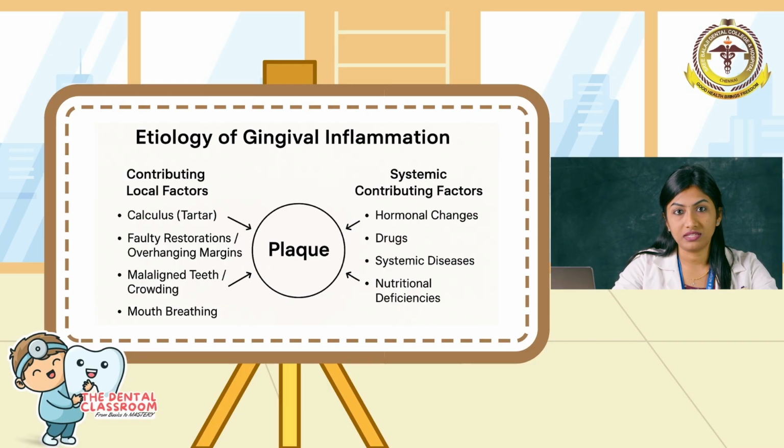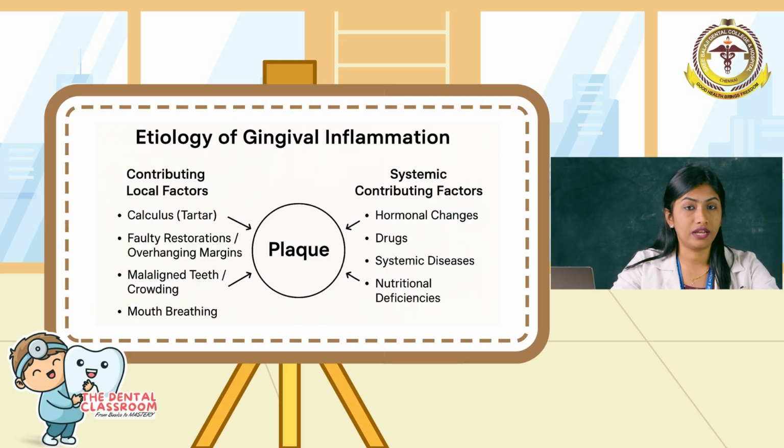And other systemic diseases like diabetes, leukemia, or impaired host response are also going to disturb the normal, well-organized pathways or homeostatic pathways of the gingiva. That is also going to increase the gingivitis condition. And other nutritional deficiencies like vitamin C deficiency, iron deficiency, or any B complex deficiency are also going to affect the texture of the gingiva, that is going to increase the inflammatory pathways. So, these are the systemic contributing factors which are going to affect the gingiva and lead to an increase in inflammation.